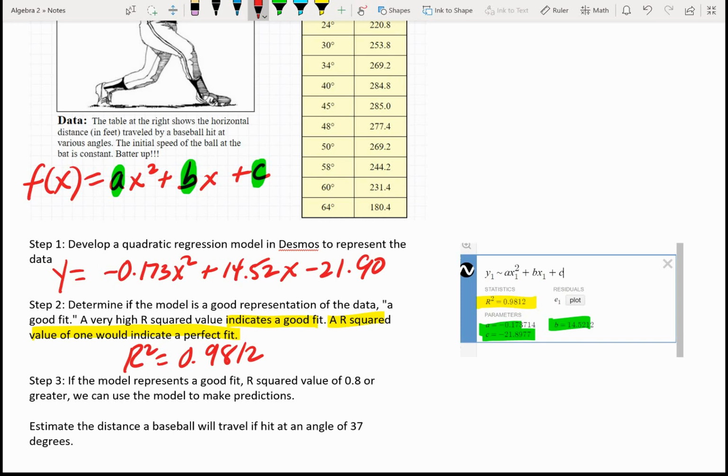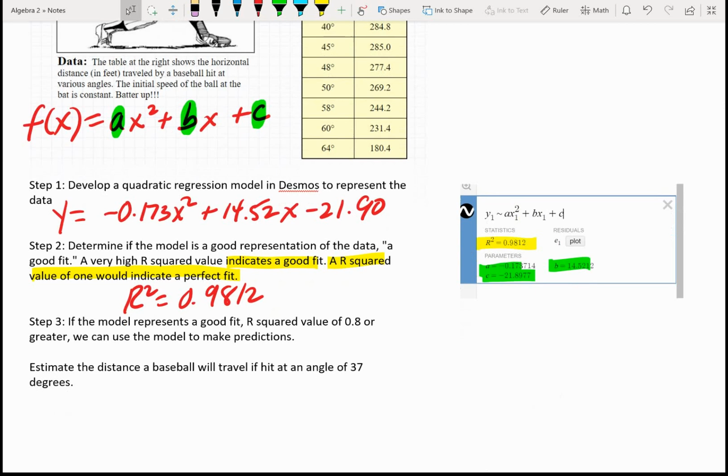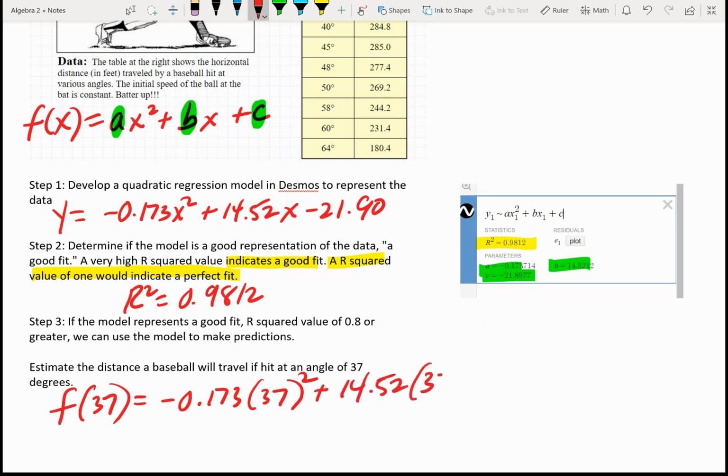Okay, so now with that, we could estimate the distance a baseball will travel if we hit it at an angle of 37 degrees. So here, function notation, so f of 37 equals negative 0.173 times 37 squared, and then plus 14.52 times 37 minus 21.90.